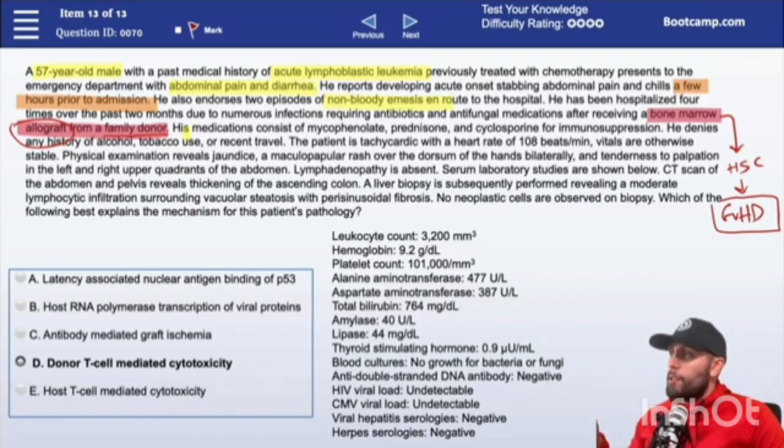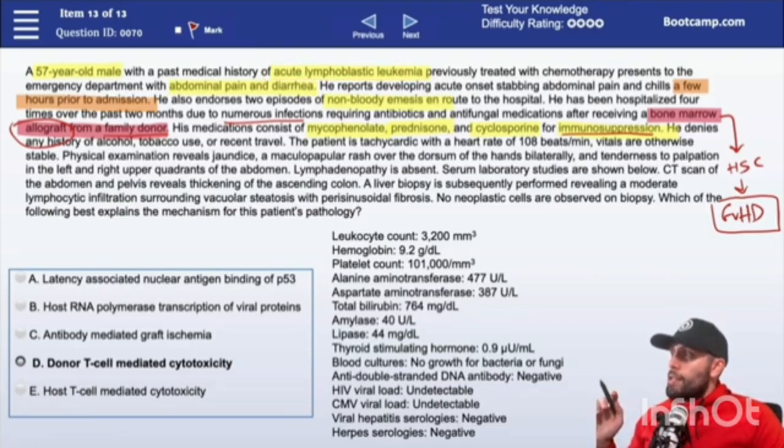Graft versus host disease. This patient's on medications that consist of mycophenolate, an immunosuppressant, prednisone, right, which can suppress the immune system, cyclosporine, an immunosuppressant, right? So this patient has all these infections, probably related to the fact that they're on immunosuppression because they had a bone marrow transplant. Oh, and by the way, they also had chemotherapy recently for this history of acute lymphoblastic leukemia. Okay, so far, I feel like I'm in a good place reading the stem.